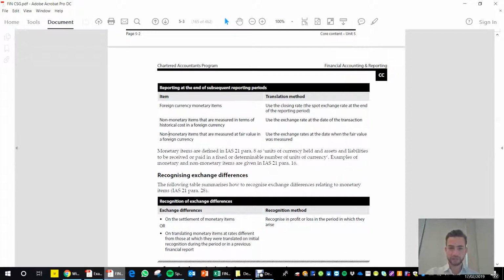The other category is non-monetary items that are measured in terms of historical cost in a foreign currency. Non-monetary, for example, could be cost of goods sold, or it could be an actual asset. So you'd use the exchange rate at the date of the transaction.